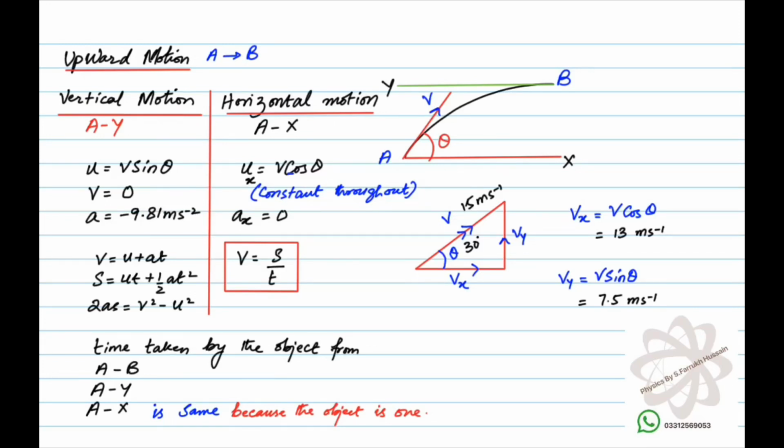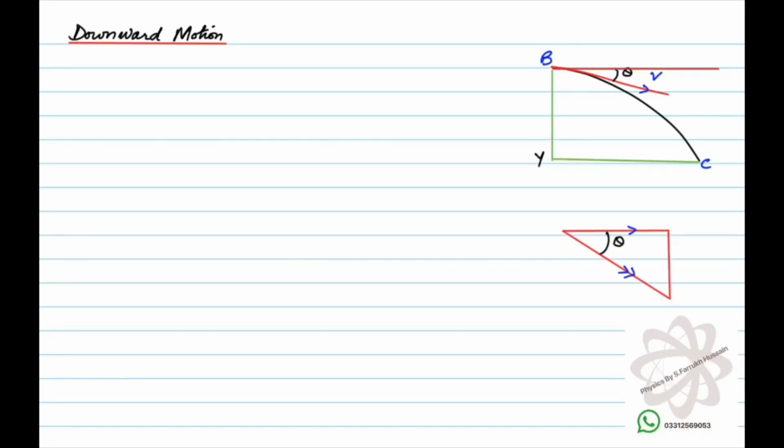Now if we talk about the downward motion, which is from B to C, I will see it as B to Y vertical motion, vertical downward, and C to Y or Y to C as horizontal motion. Because B to C is projectile motion, solving questions for this path is not easy. So we have simplified our calculation for BY and YC.